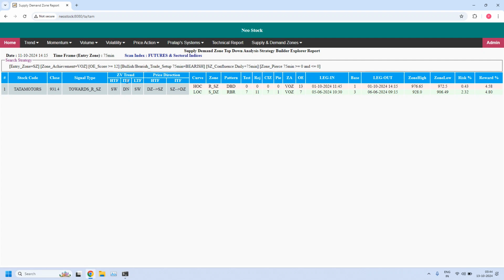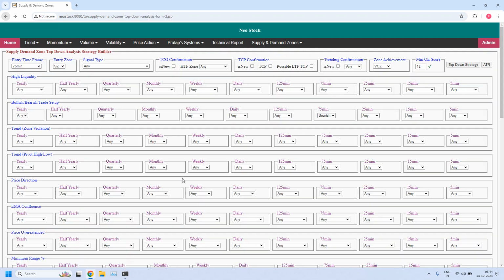Let me check because the ITF trend, that is a daily trend, is a downtrend, and the 75-minute zone is already part of the daily zone. And if a daily EMA confluence supports the supply zone, it's a high probability setup, an even higher probability setup.